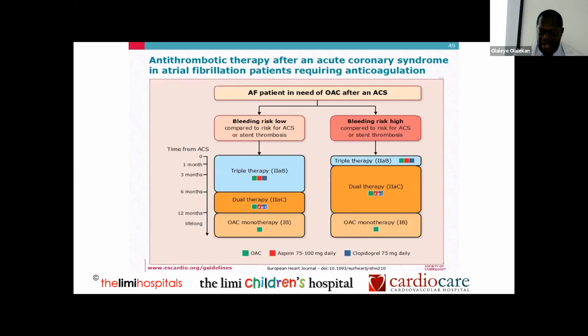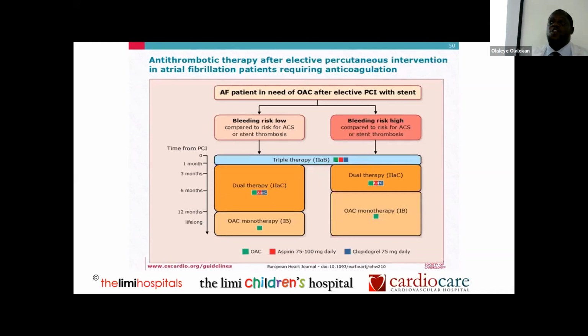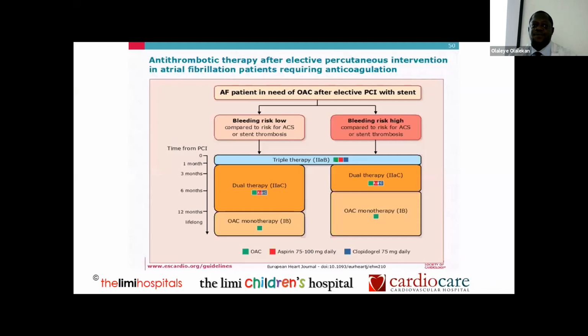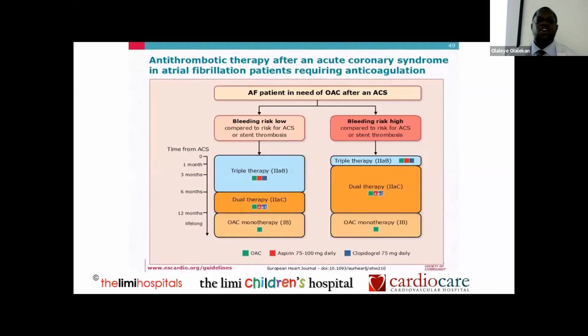Then for those with stable coronary artery disease that are going for elective PCI, in them, whether the bleeding risk is low or high, just leave them on the triple regimen for only 1 month. Then subsequently, dual therapy. Then after like a year, you can now continue your oral anticoagulants alone.